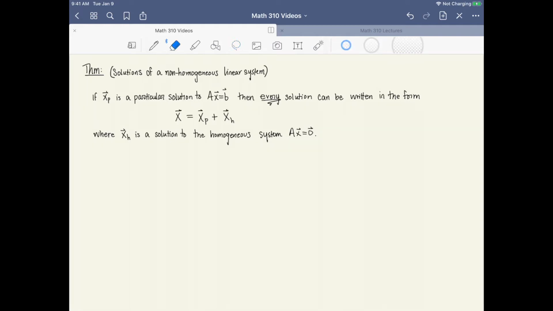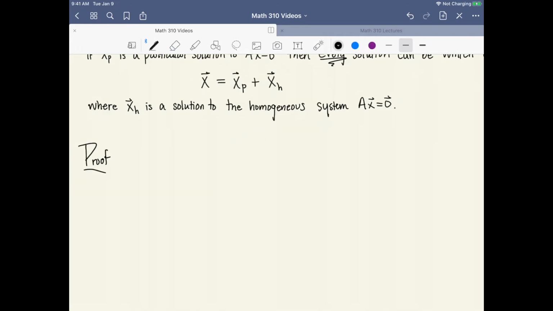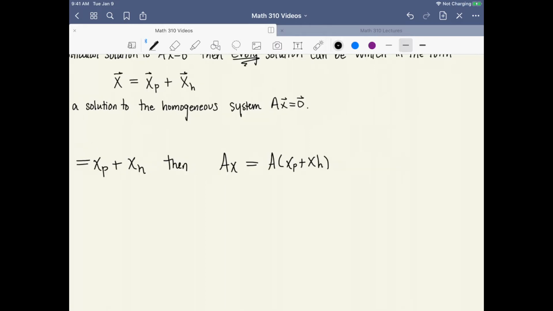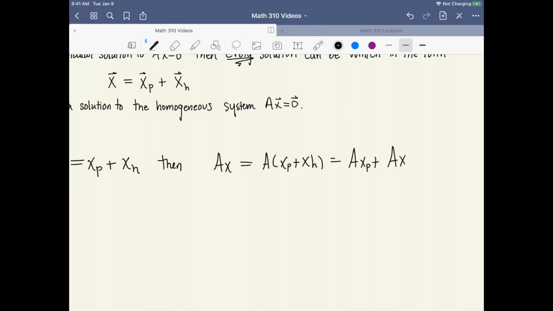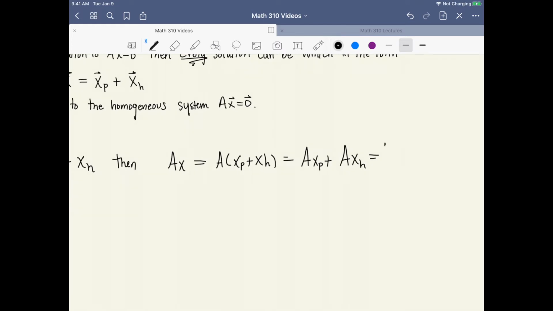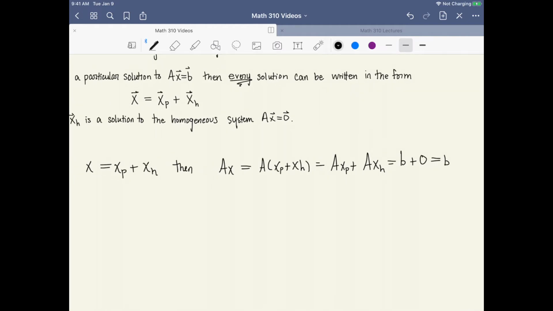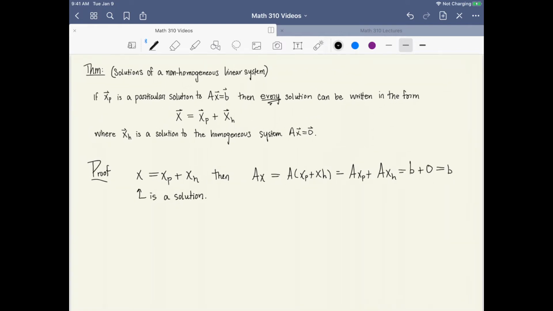It's super short. Let's start by checking that something of the form xp plus xh really is a solution. If you take x, and it's of the form x particular plus something that solves Ax equals 0, then Ax is equal to A(xp plus xh), and that's equal to Axp plus Axh. And Axp gives us b, and Axh gives us 0 when we multiply by A, and that's equal to b. So certainly this vector x equal to xp plus xh is a solution. We just checked that.